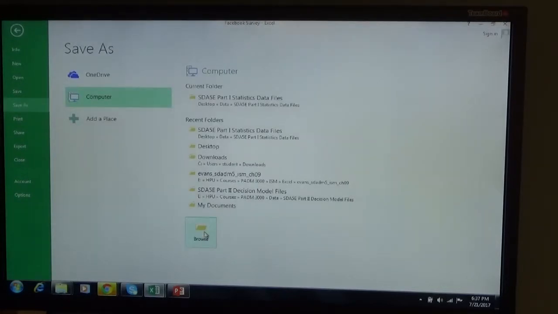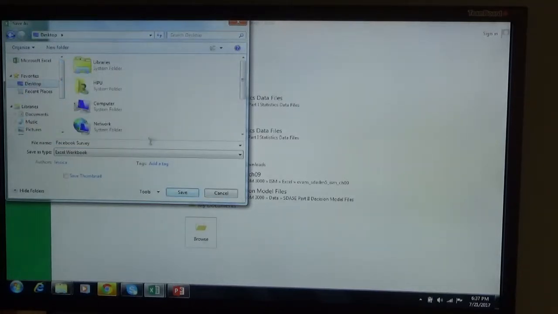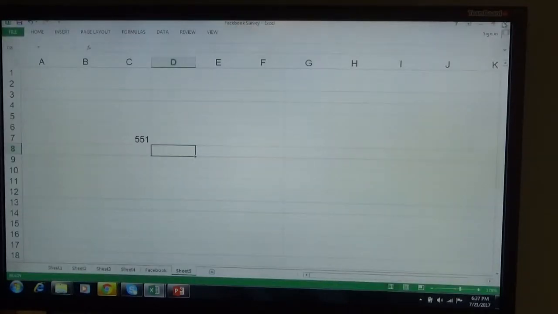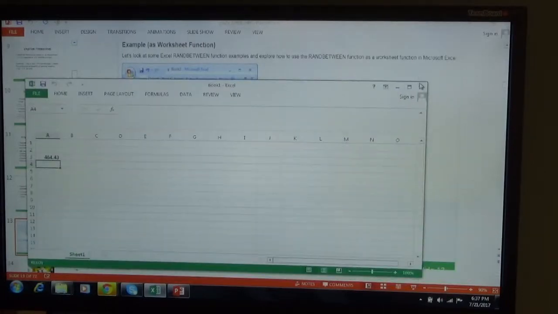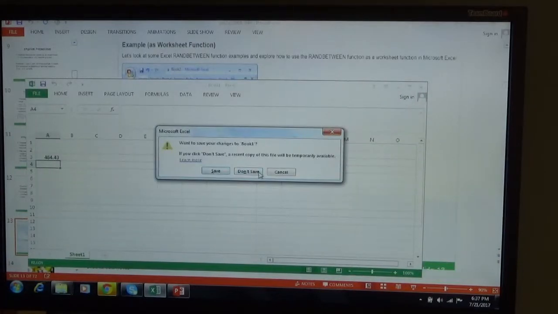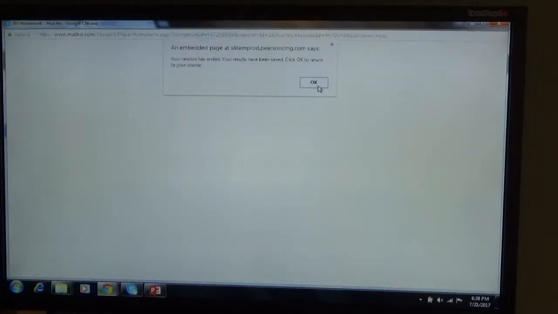Save this file. I save this file on the desktop. So let's say a Facebook survey, okay? I save it and I close it. So may I open it again? Yes. Hold on. So I can open this file.